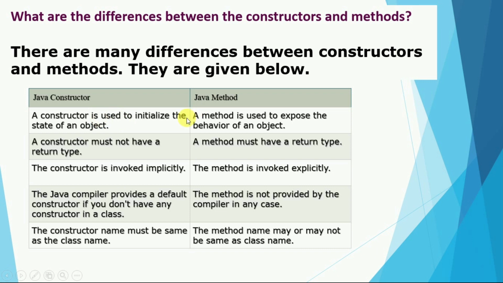Constructor is used to initialize the state of an object, and the method is used to expose the behavior of an object. A constructor must not have any return type, and a method has a return type. A constructor is invoked implicitly and a method is called explicitly, and the Java compiler provides a default constructor, but a method is not provided by the compiler. Constructor name should be the same as the class, and method name may or may not be the same.